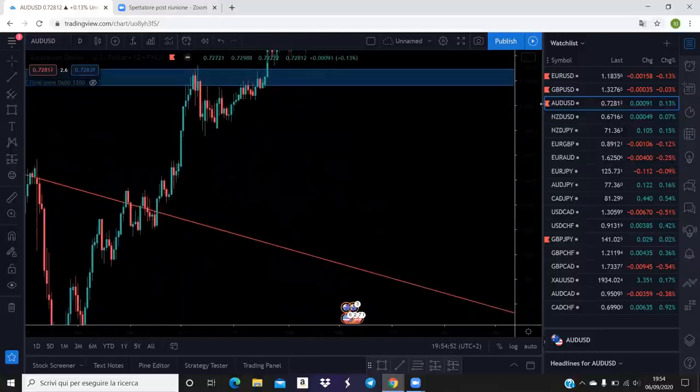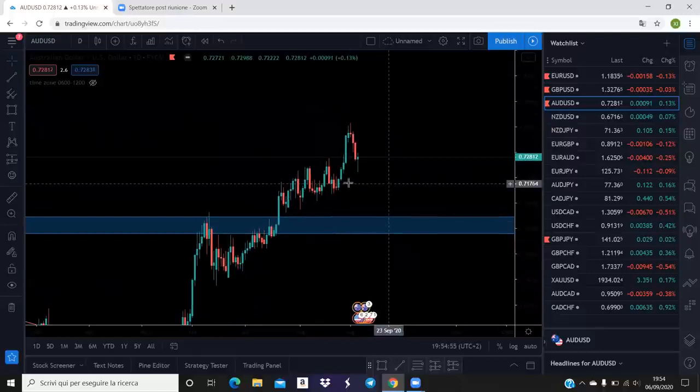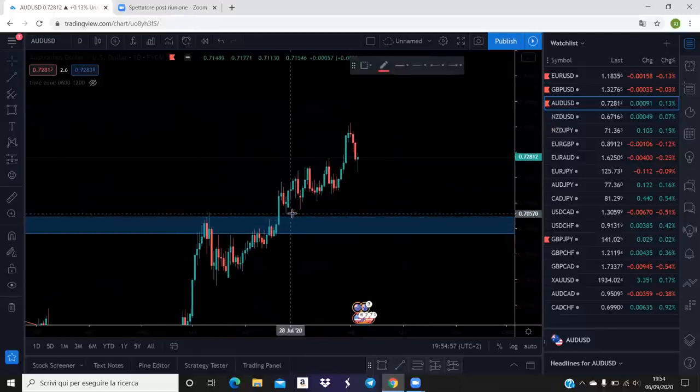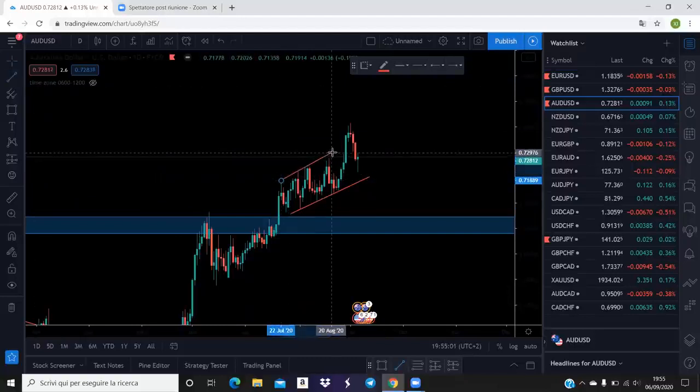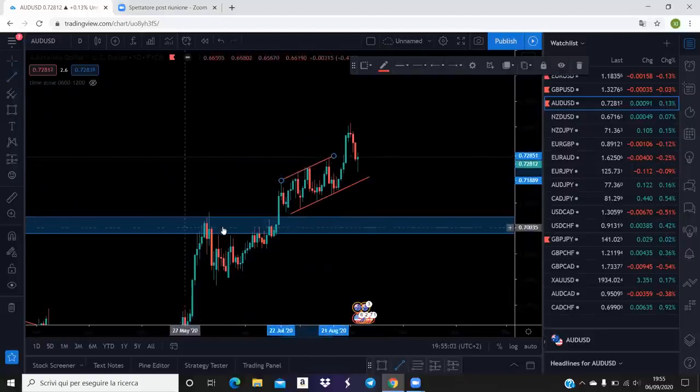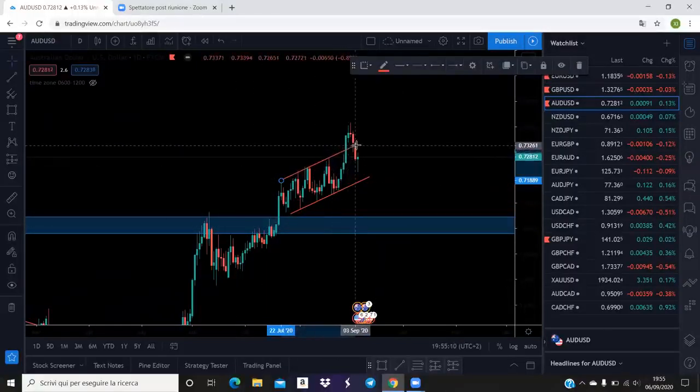Nice, okay. So during last week, I remember that I marked an analysis, we were in this pattern right here. We broke above this weekly resistance, as you can see, and we started consolidating a little bit, and finally we had this breakout to the upside.